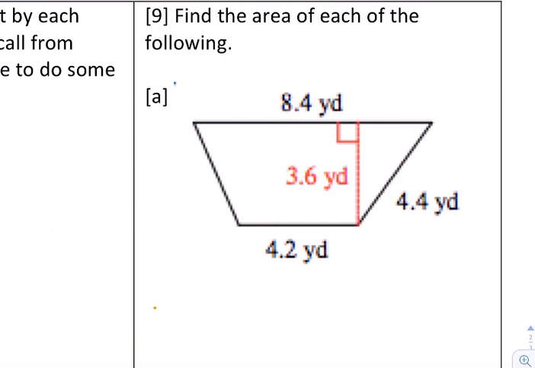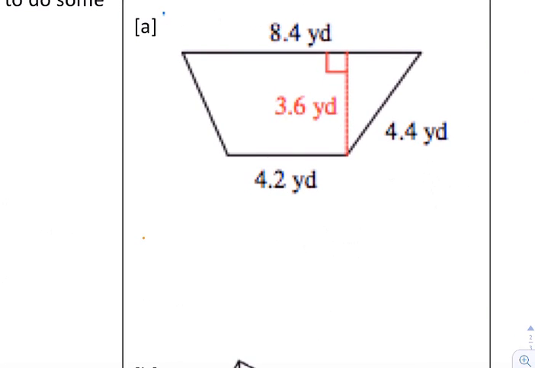The second thing you have to do is to find a formula for this. Now, this is a trapezoid, and so there is a trapezoid area formula. It is as follows. If you take base 1 plus base 2 divided by 2, then multiply it by the height, you should find the area of this diagram.